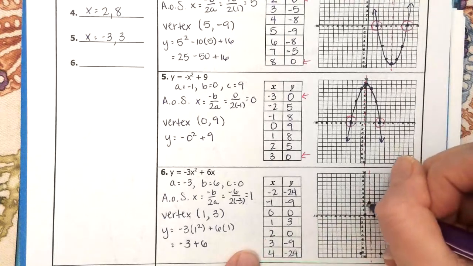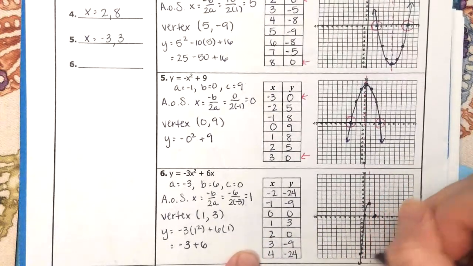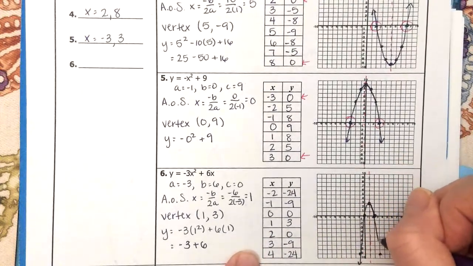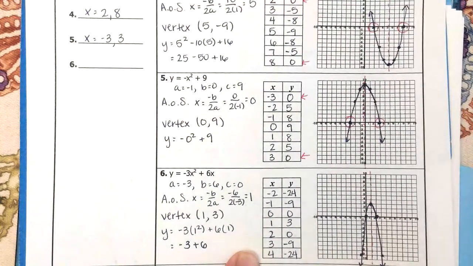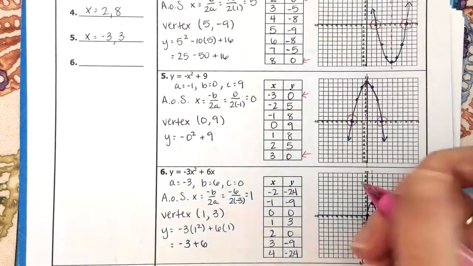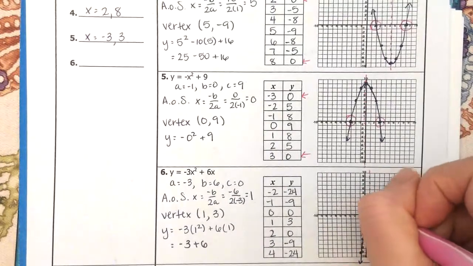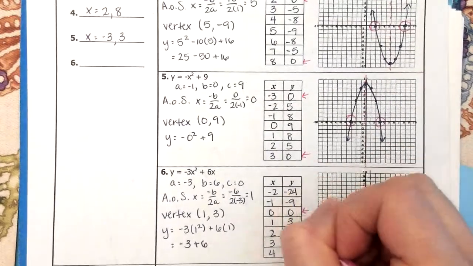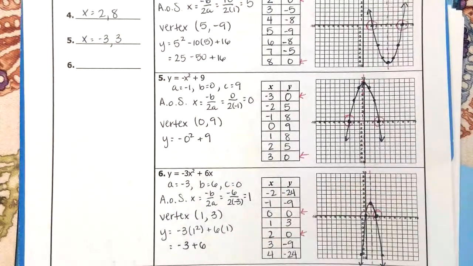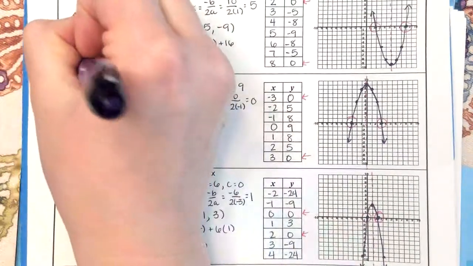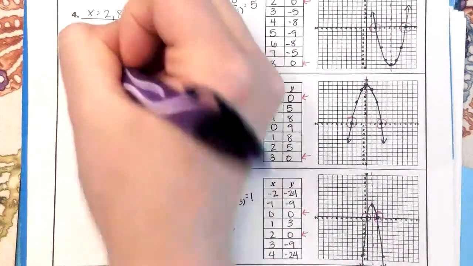So connecting the dots, and that gets a nice smooth curve. Finding my x-intercepts. Finding the x values when y is 0. This quadratic has solutions at x is 0 and x is 2.